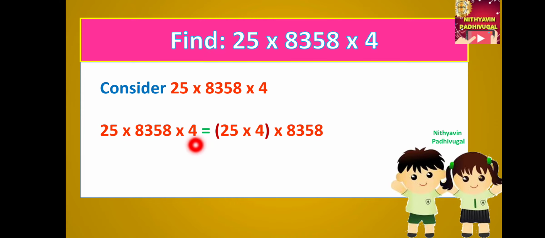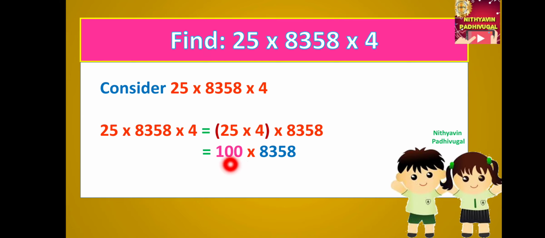We are going to apply that property here. 25 into 4 into 8,358. In this way we are rewriting the given problem. Now because we are making our work very easier, for our convenience only we are doing this. 25 into 4, which is equal to 100. We know that very well. See, 100 into 8,358.